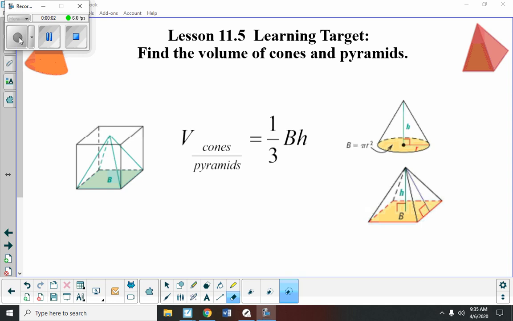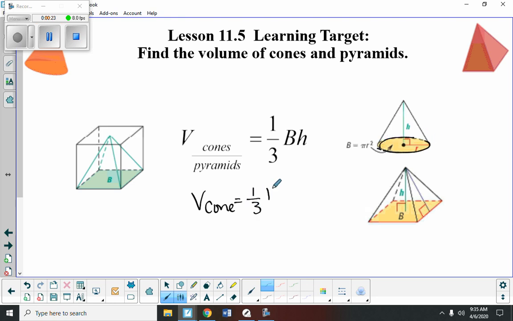Hi, today in this lesson we're going to be learning about how to find the volume of cones and pyramids. Overall, the formula for the volume of a cone or pyramid is 1/3 times the area of the base times the height. More specifically, the volume of a cone is 1/3 the area of the base. The base is a circle, so it would be pi r squared times the height.